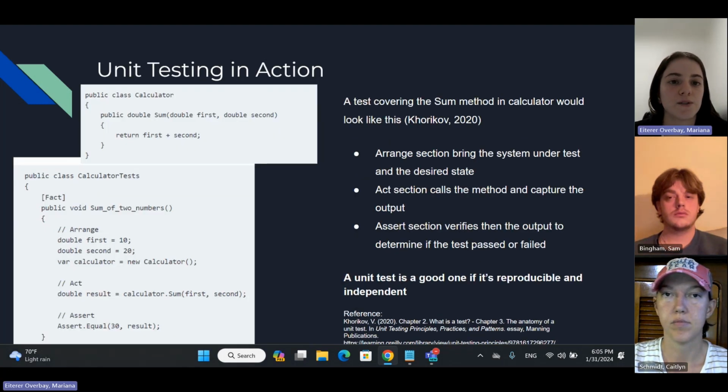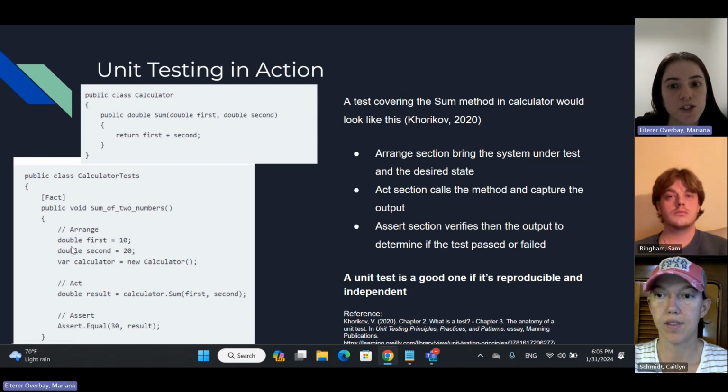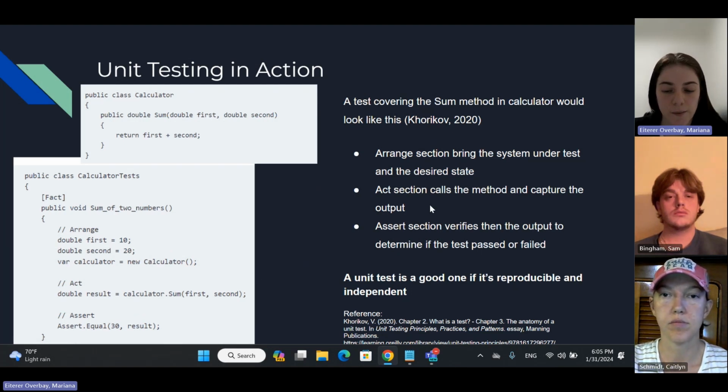So here we have a unit test example. Considering we have this public class Calculator and the sum method, this is what a unit test for it would look like. And as we notice, the arrange section initializes the variables and puts them in the desired state. The act calls the method, and the assert verifies if it passed or failed. So a good unit test is reproducible and independent.